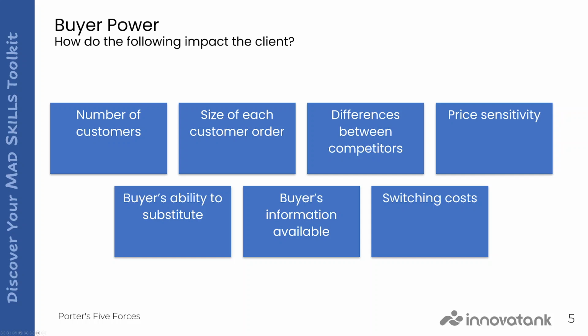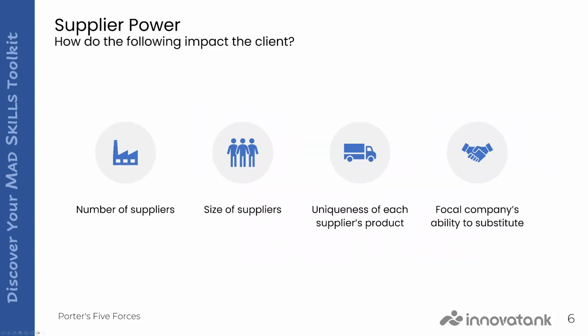Then we can go up to things like buyer power and think about the number of customers, the size of customer orders, the competitors' price sensitivity, the buyer's ability to substitute, the availability of information to the buyer, and again, what's the switching cost for the buyer to buy from something else. Again, for each of these, we want to think about the different components that make them up.